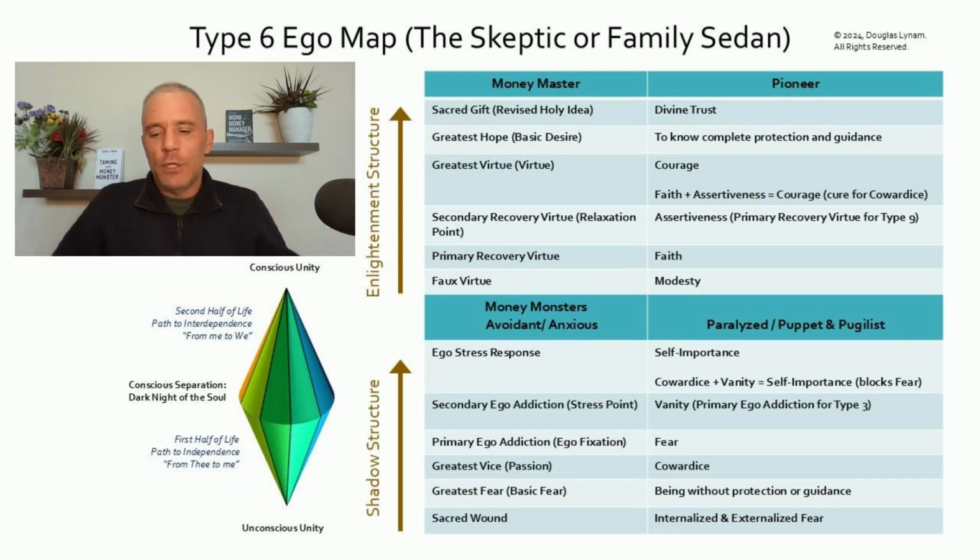Enneagram. All right, so you've got this cowardice, you've got this fear without being protection of guidance, and that comes from your sacred wound of internalized and externalized fear. So this is all in your shadow. This is all unconscious. Your mind doesn't really want to look at this too readily. So you develop a primary ego addiction, which is to fear, right? It's that hyper alert system that's always driving you to be very anxious, like, oh, what's coming next at you?